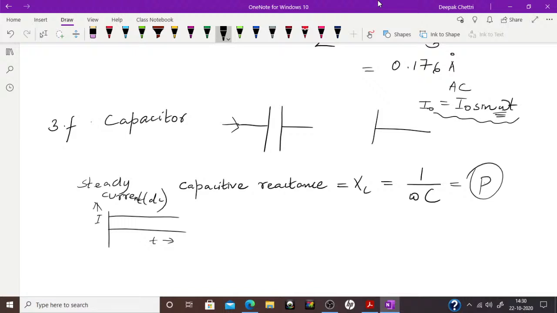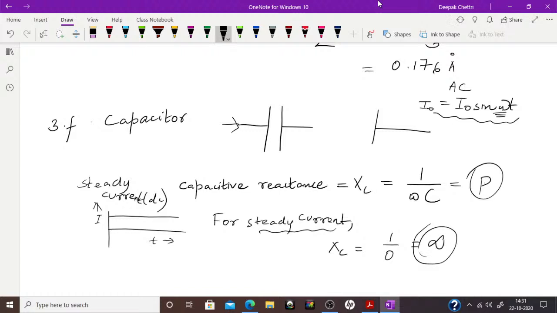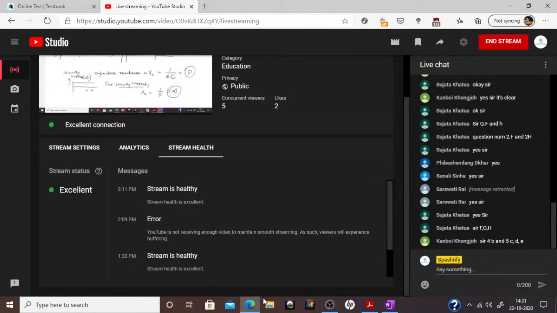So if you put 0 here for steady current, Xc will be how much? Since frequency is 0, you get 1 by 0, which is infinity. 1 by 0 means infinity, not a very large number. So that's why a capacitor does not allow steady current to pass through it. It blocks it because it offers infinite resistance. Whereas for AC there is some blockage, but it's not very large, because we can find that value. Is it clear or no?